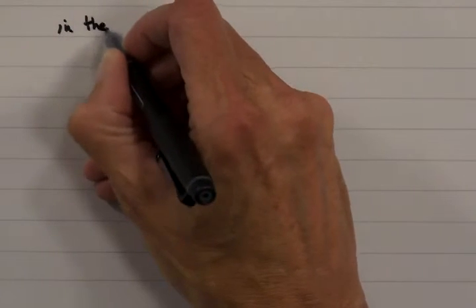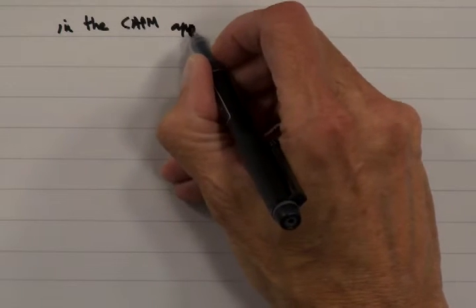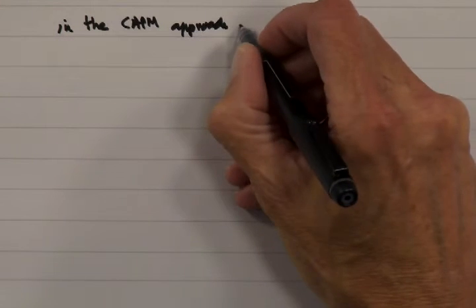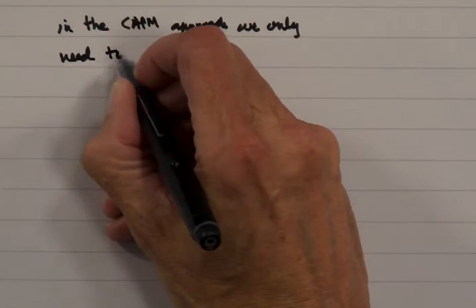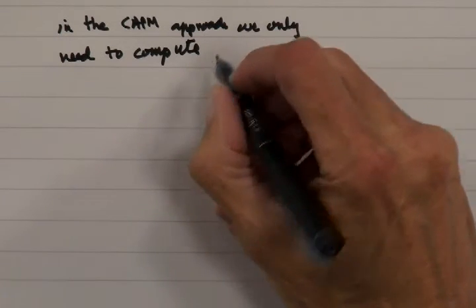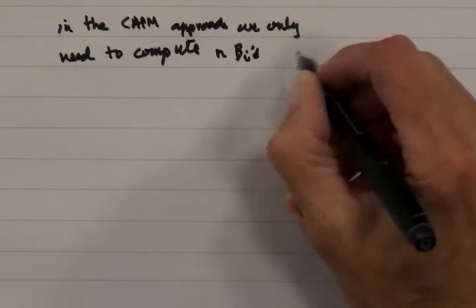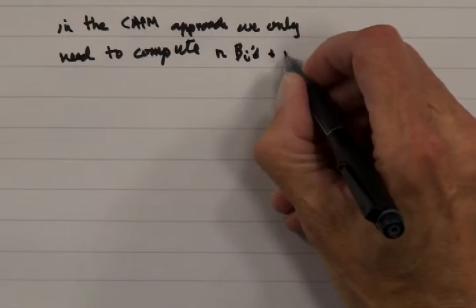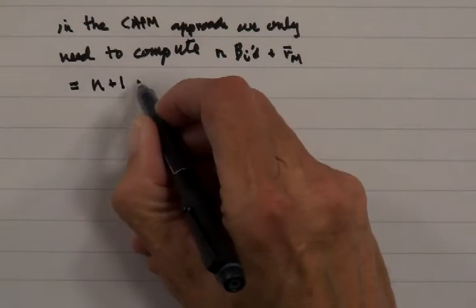In the CAP-M approach, we only need to compute n beta i's, plus we need R bar M, the expected rate of return on the market portfolio. So we need n plus 1 computations.